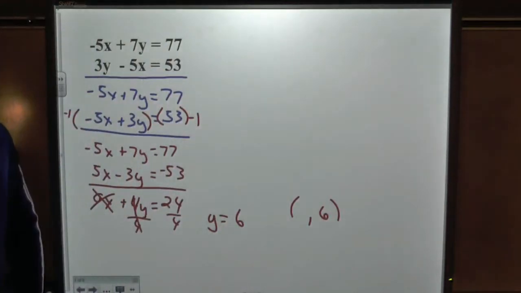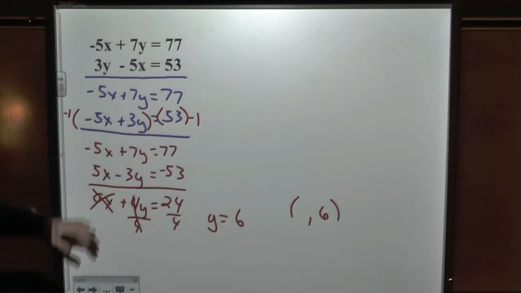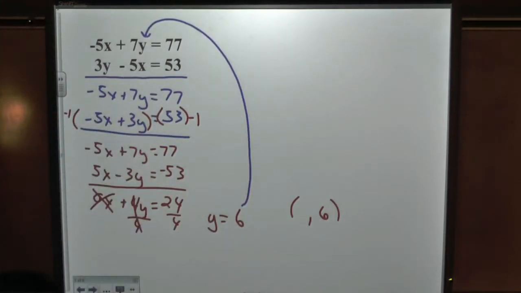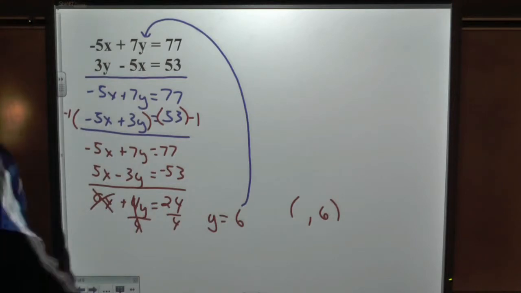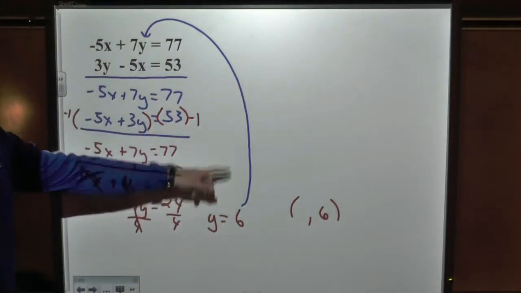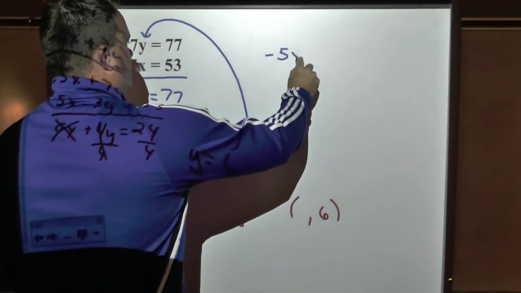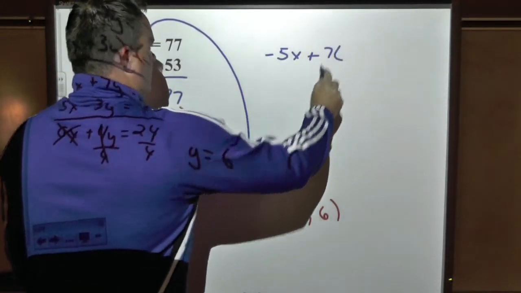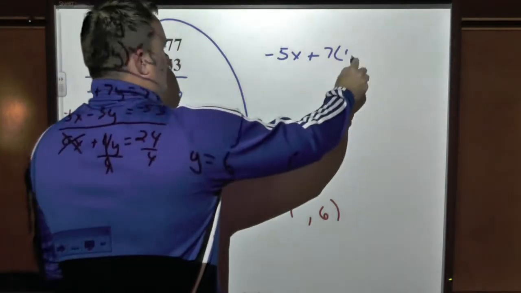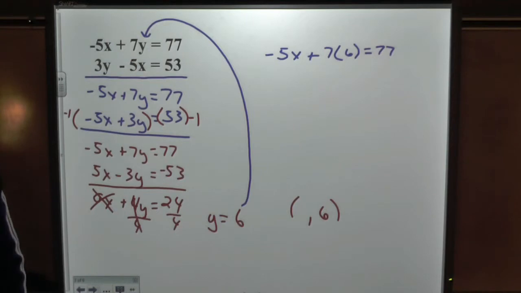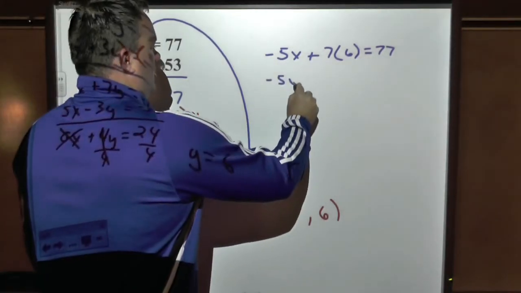We still need to find x. So at this point, substitute it in. Again, it does not matter which one you choose. Just for the heck of it, I'll choose the first one. So I'm going to plug in that 6 for y. Notice, every single time I draw that line so I know what I'm going to. So I get negative 5x plus 7 times y, which is now 6, equals 77. At this point, just solve it. 7 times 6 is 42.